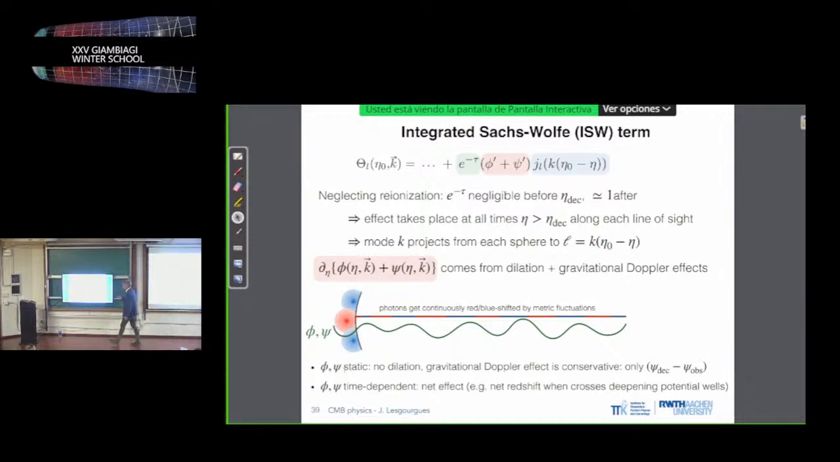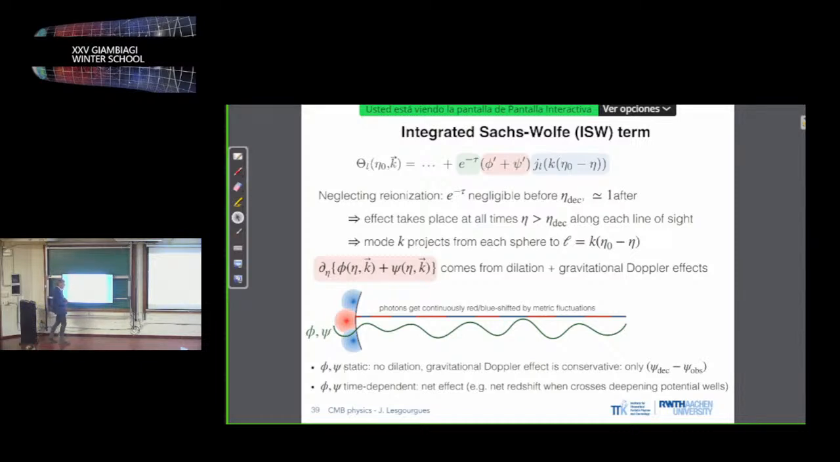So then the effect is conservative when phi and psi are static and already accounted for with the Sachs-Wolfe term. But when phi and psi depend explicitly on time, then the effect is not conservative. There is a net integrated Sachs-Wolfe effect.